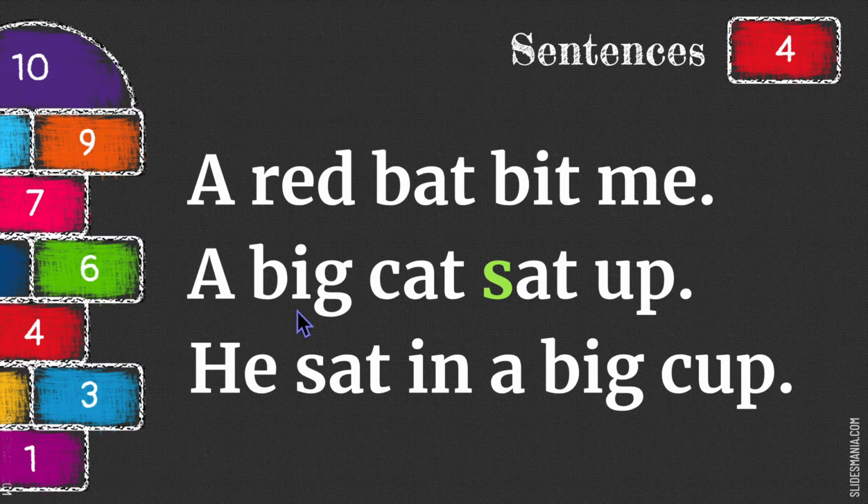A, big, cat. We always use the unvoiced s sound at the beginning of a word with s. Sat, up. A big cat sat up. Now, one thing I would like to point out is when we are speaking or reading out loud, often the word a turns into the word uh. A big red cat sat up.